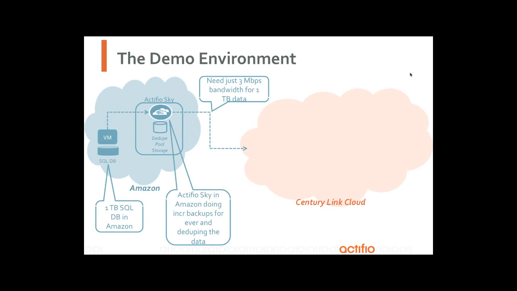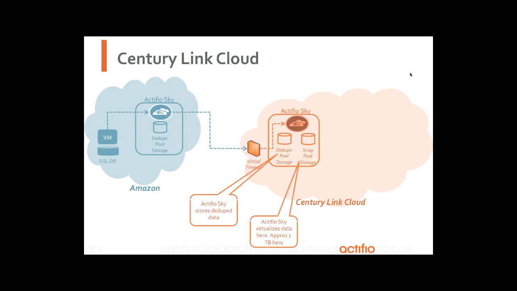On the left, the blue cloud represents Amazon Web Services, the Amazon Cloud. We've deployed Actifio Sky, our virtual copy data appliance, running natively on the cloud. For demo purposes, it's managing a SQL database that's roughly 1 terabyte in size. By managing, it's basically capturing the database periodically, as set by the SLA or the policy in the Actifio Sky, and then replicating that data out, again based on policy, to another Actifio Sky instance in CenturyLink Cloud.